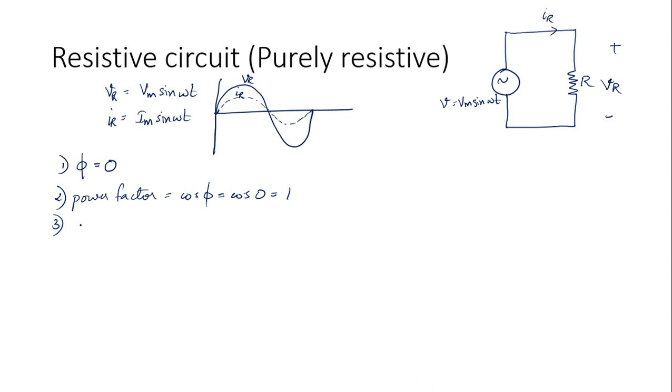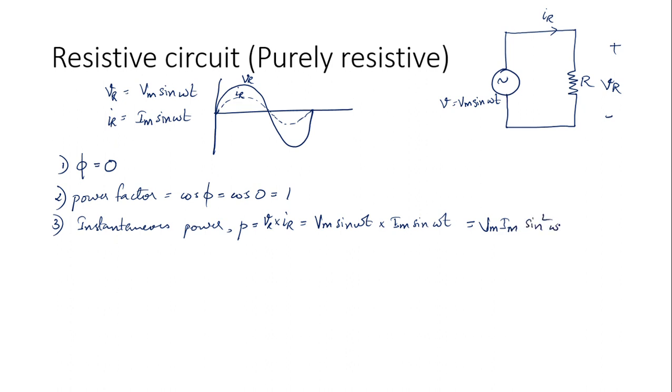The next parameter I am going to check out is the instantaneous power. I am going to represent this instantaneous power with small p, and small p will be the product of V and I. So in this case it is VR and IR. So I am going to get Vm sin omega t. I am just going to substitute the equation Vm sin omega t into Im sin omega t. So you will get it as Vm Im sin square omega t.